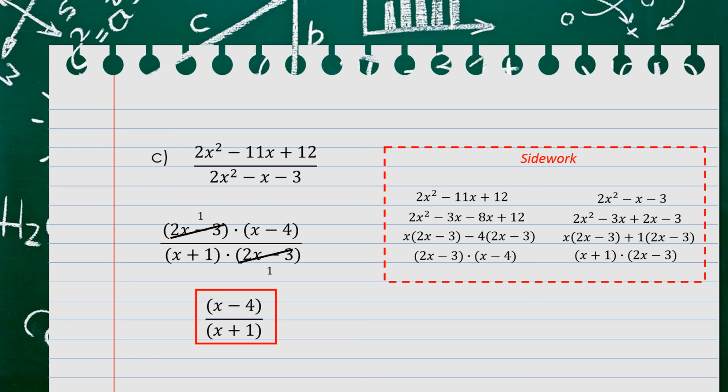You cannot reduce the x's, so if you feel that instinct, make sure you continue to keep the parentheses around your x minus 4 and your x plus 1, because that means that those terms belong together. You cannot piece them apart.